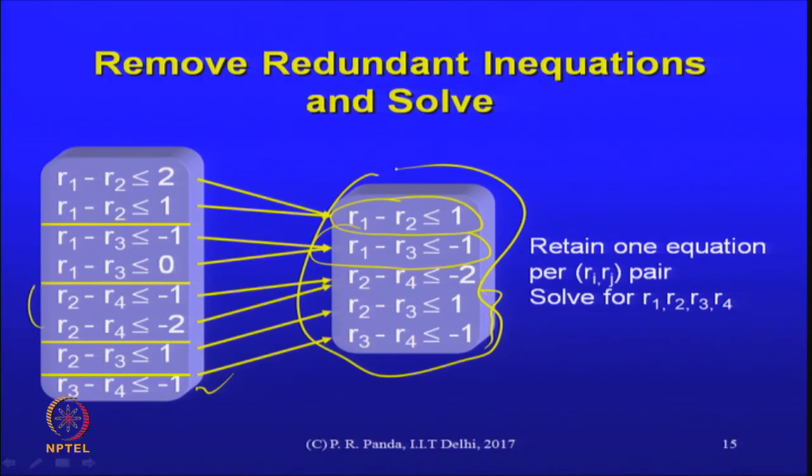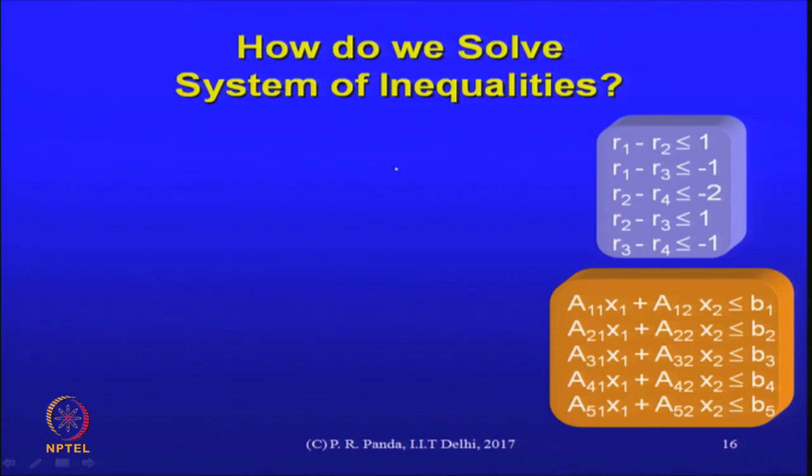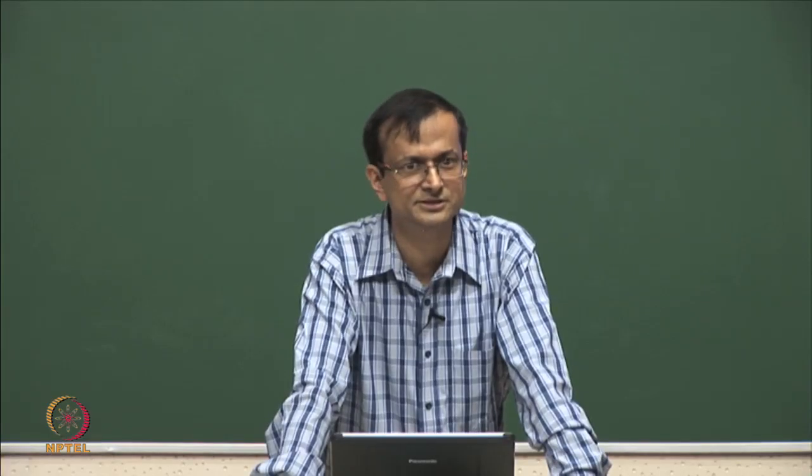Then I just need to solve for R1, R2, R3, R4, all the Ri's that I have, right. That is all I need to do. How do I solve it? So it's an ILP. How do you solve? Have you solved these kind of systems? ILP? No, I have not studied ILP.